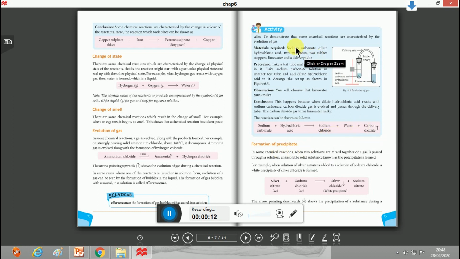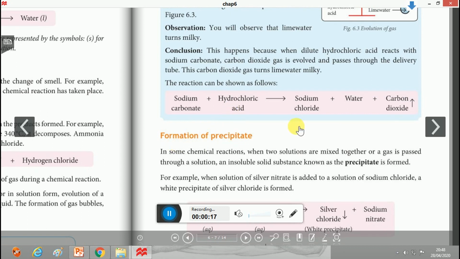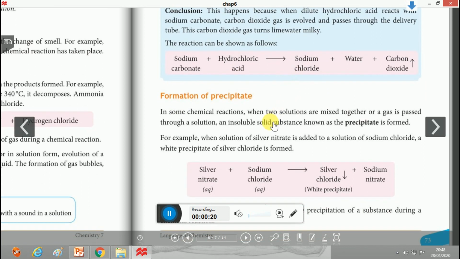In the last video we discussed this activity. Today we are going to discuss the formation of precipitate. Precipitate is an insoluble substance. In some chemical reactions, when two solutions are mixed together or a gas is passed through a solution, an insoluble solid substance is formed. This is known as a precipitate. It is in the solid state.